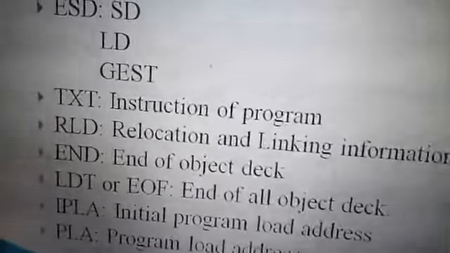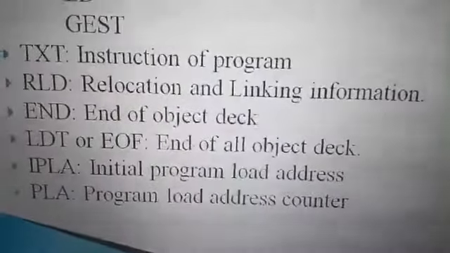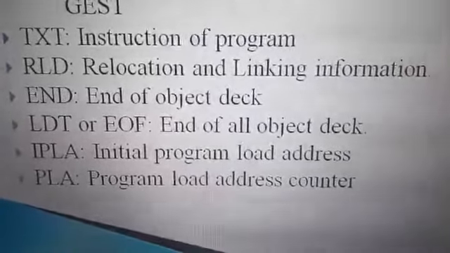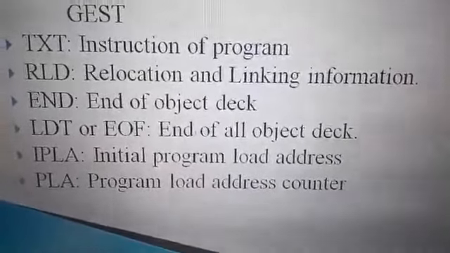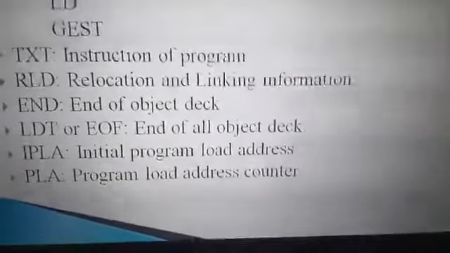In the main program, if you are calling two functions, then there will be 3 object programs. One is the calling function and 2 called functions. Right? So after the 2, the last end, EOF, is the end of the object deck, and IPLA is used for initial program loading, and PLA is used as a counter. It acts as a counter for each line. So if you have 2 programs, this is one program where you are calling another program alpha. So you have one more alpha.